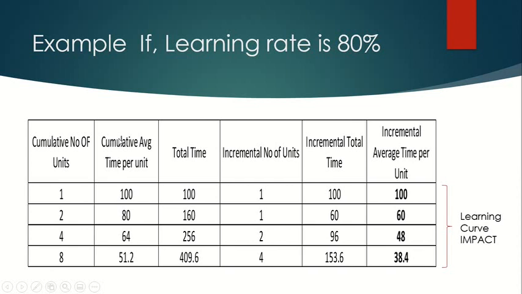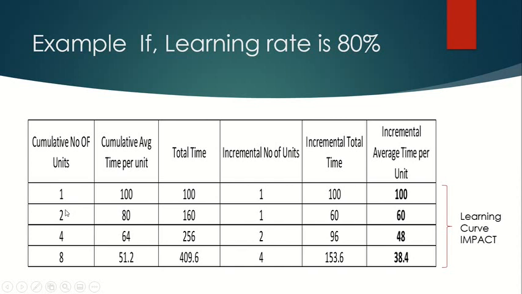So if you want to find the total time, the average time should be multiplied by the number of units. So here you can see the total time column. Then if you want to find the marginal cost, or the incremental cost, we can find the difference between this cost and the difference between this output. So if you want to find the marginal time, we take the difference in total time divided by the difference in output.